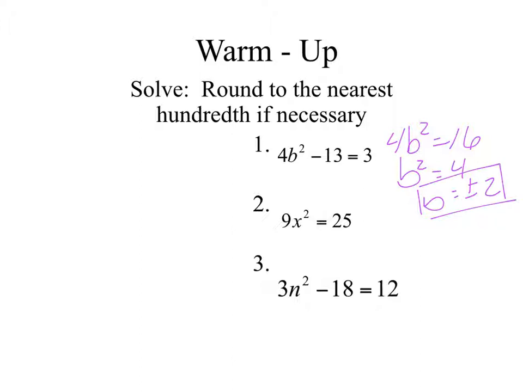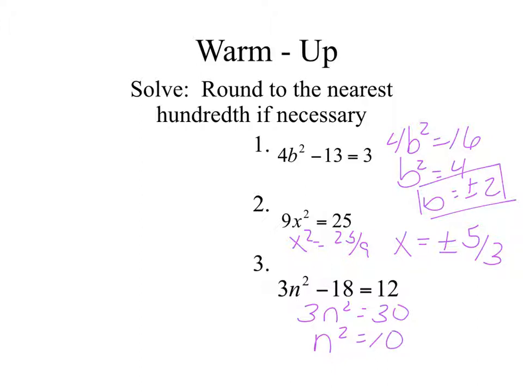Number 2, I'm going to divide each side by 9. That gets me 25 over 9. Because these are both perfect squares, when I square root it, x will equal positive or negative 5/3. This last one, I'm going to add positive 18 to each side, so that's going to give me 3n squared equaling 30. I'm going to divide each side by 3, so n squared will equal 10. I'm going to square root each side, and n equals positive negative 3.2.